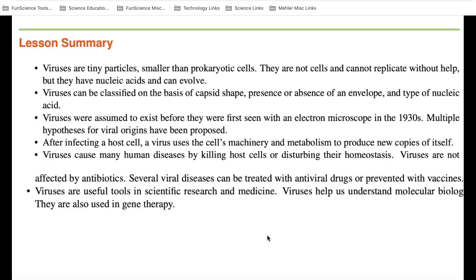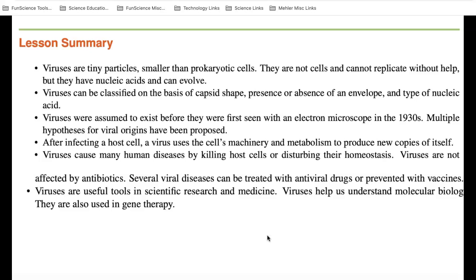After infecting a host cell, a virus uses the cell's machinery and metabolism to produce more copies of itself. And what it ends up doing is killing those cells. Viruses cause many human diseases and disturb homeostasis. They are not affected by antibiotics. The same chemicals, antibiotics, that would kill bacteria have no effect whatsoever on a viral disease. They can be treated with some antiviral drugs or prevented with vaccines.